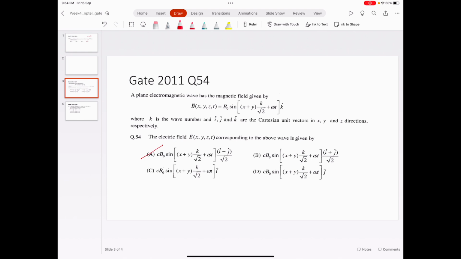So as we have seen, this B is written in terms of plus omega t. Had it been written in minus omega t, then we would have to derive in that particular sense and find out what the expression is. Nothing much, but there will be a negative sign change and hence these expressions will change. So that is how we generally proceed. So in this case, A is the correct option.